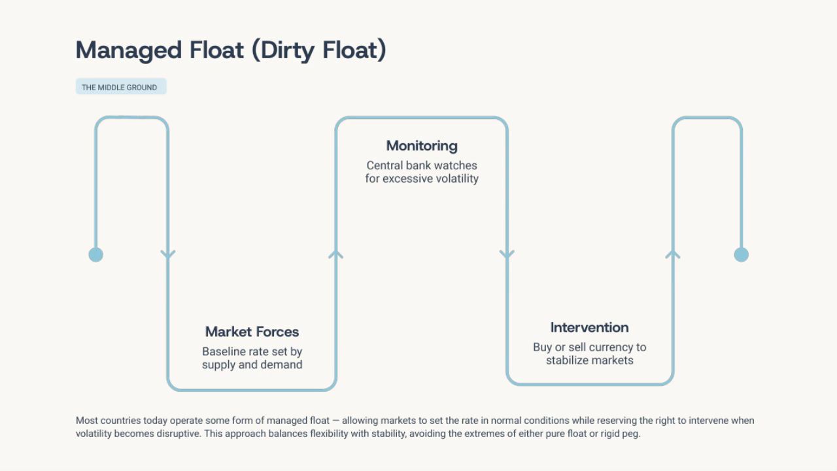This approach strikes a balance between complete flexibility and rigid control. It's about giving the currency some room to move naturally, but also having the tools to intervene when necessary to maintain stability. You can think of it as the middle ground, where market forces set the baseline rate, but the central bank can intervene to smooth out excessive swings. This way, countries avoid the extremes of a pure float, which can be unpredictable, or a fixed peg, which can be too rigid and hard to maintain. So, in essence, the managed float allows for a flexible yet controlled approach, helping to keep the currency stable while still respecting market dynamics.